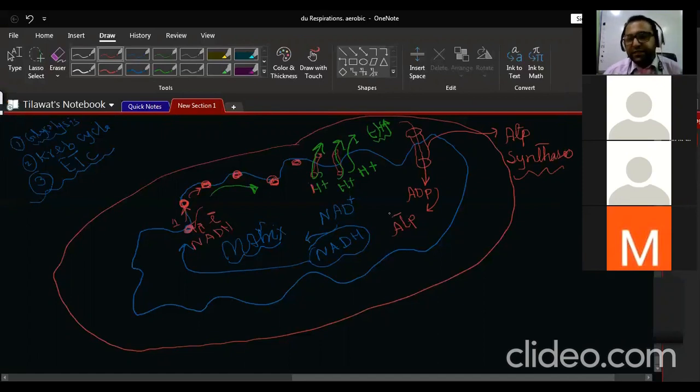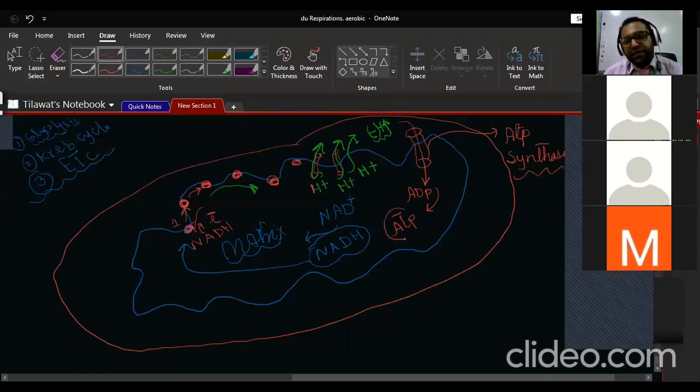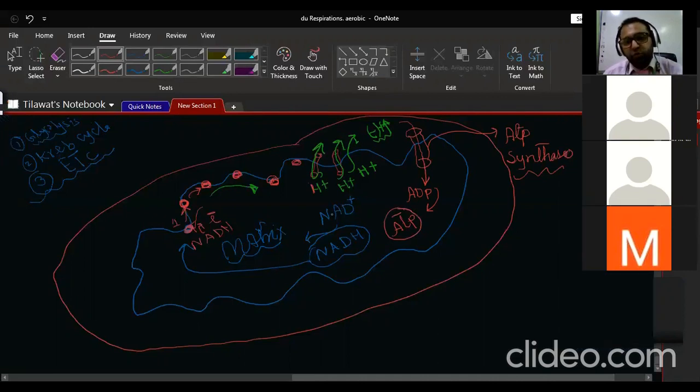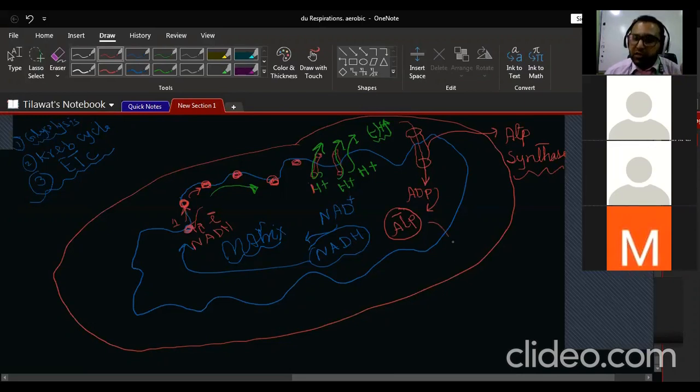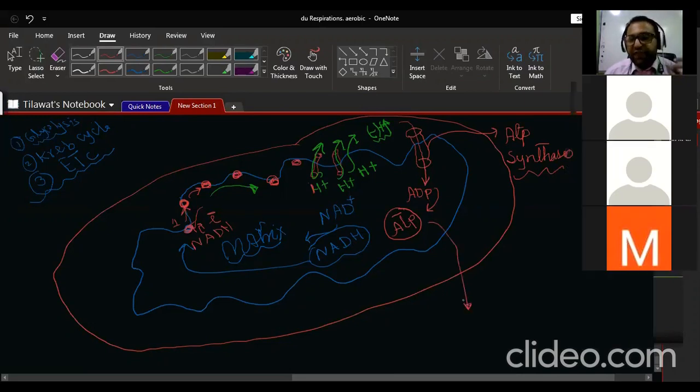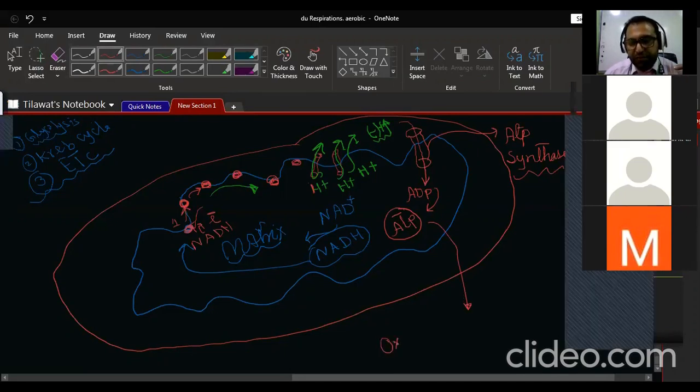If you see here, the ATP formation happens with the help of oxidation. Oxidation of molecules is happening, right? Yes. Electrons are being lost, okay? So this kind of phosphorylation is called oxidative phosphorylation: addition of phosphate with the help of oxidation reactions, or with the help of the electron transport chain.